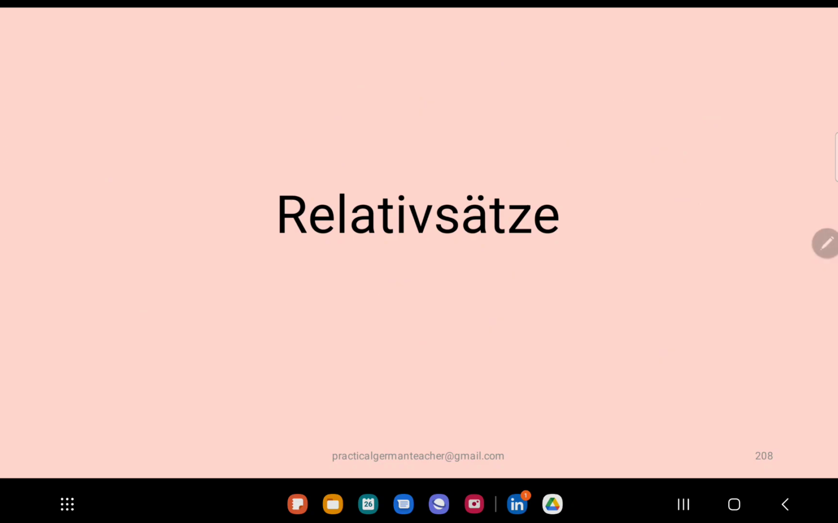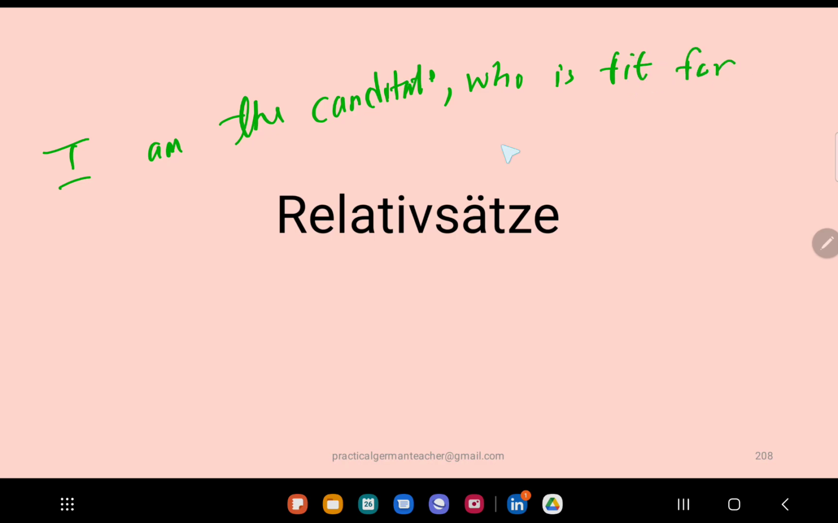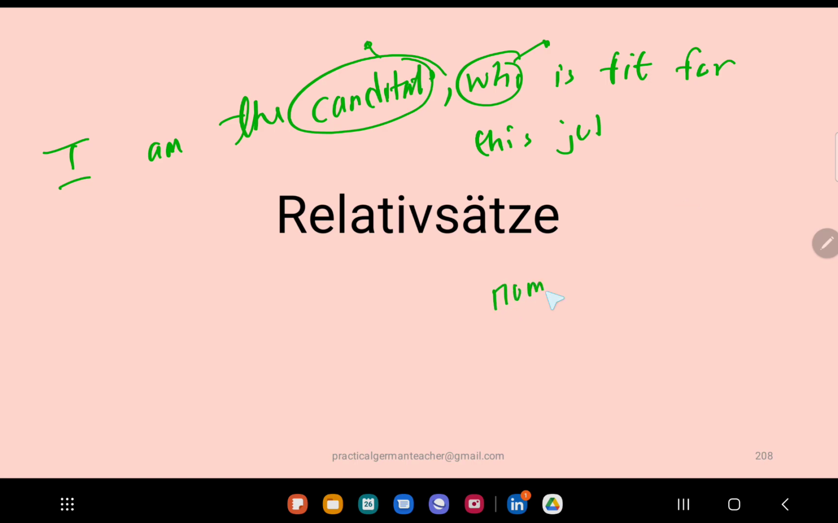For example, if you want to say: I am the candidate who is fit for this job. Now who is describing this candidate. Candidate was the object in the previous sentence, but in this sentence it is the subject, right? Who is fit for this job. Now when it is the subject, it is of course nominative, but if it is the object, it can be accusative or it can be dative. We will look at that.